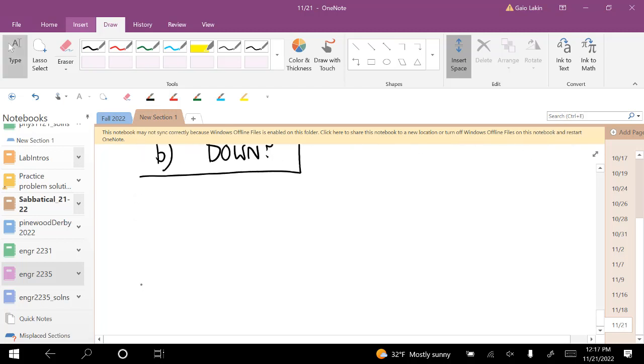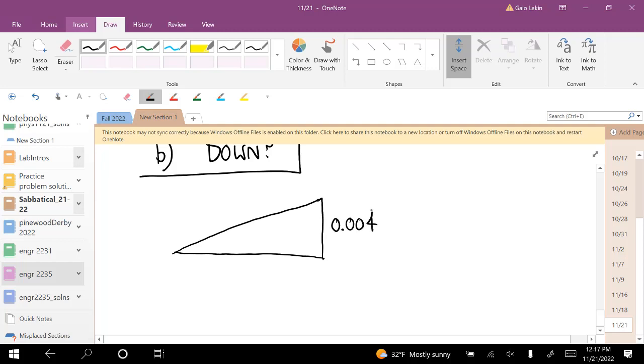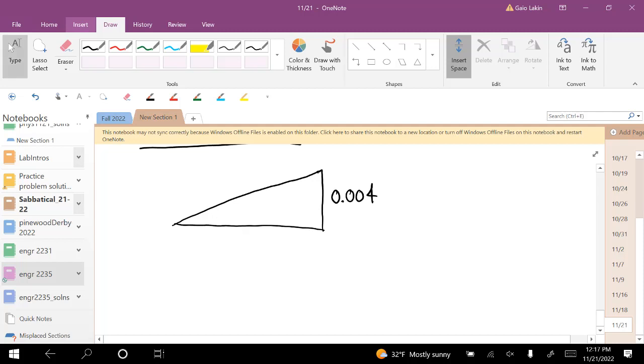Okay, well, first let's get that angle. We have a lead of 4 millimeters, and the radius was 1 centimeter. So this circumference is 2 times pi times 0.001.